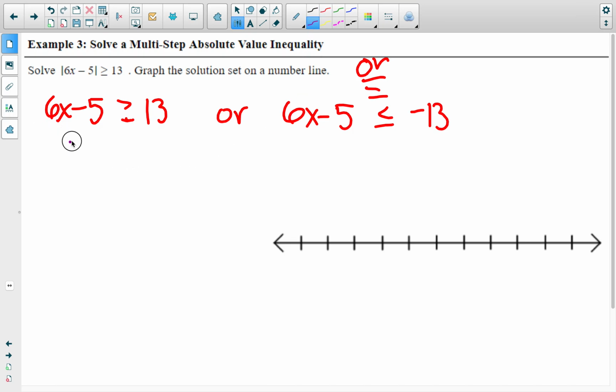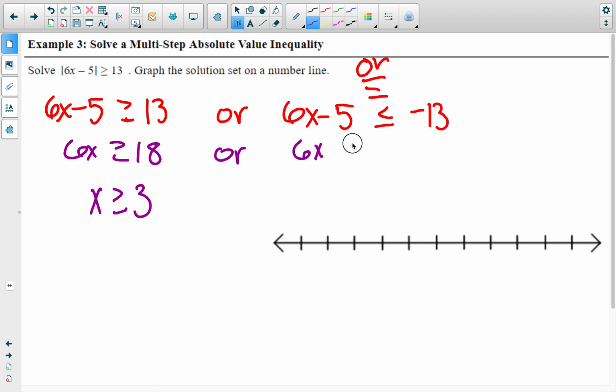If I add 5 to both sides, I get 6x is greater than or equal to 18, meaning that x is greater than or equal to 3. Or, in the negative case, if I add 5 to both sides, I get 6x is less than or equal to negative 8. Divide by 6. I do not need to flip the inequality symbol because I'm dividing by positive 6. And then x is less than or equal to negative 4/3, which is approximately negative 1.33. That's going to help us know how to graph.